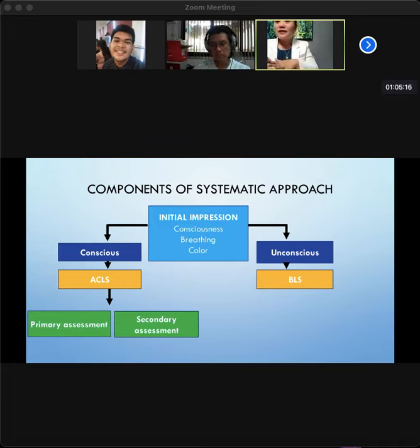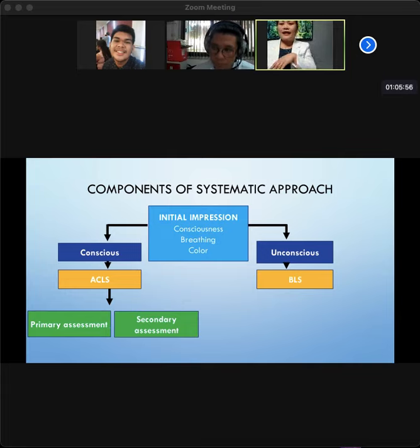Then if the patient is unconscious, you go to BLS. If the patient is conscious, you go to ACLS. Okay, while you are tapping the patient, you are assessing also the breathing of your patient and the color of the patient. Okay, if the patient is gasping or not. If the patient is breathing normally or not breathing at all. And also the color of the patient, you have to check for the lips. If the patient has cyanotic lips or not. Is it pinkish or not?